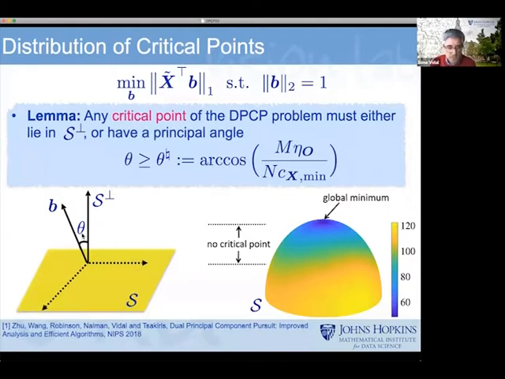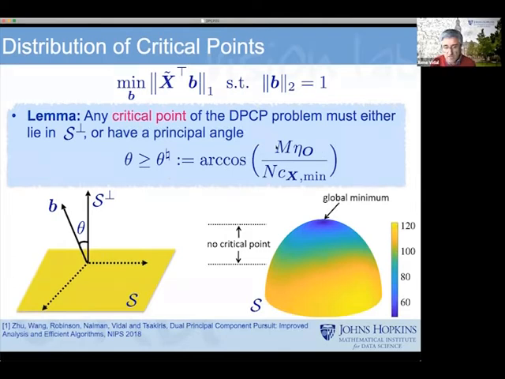That's what I'm trying to understand. And so the question is, what are the critical points, and whether 0 is a critical point, and what are the other critical points beyond 0? So what this lemma says is that the critical points are either in S perp, meaning that theta is 0, or have an angle theta that is large.